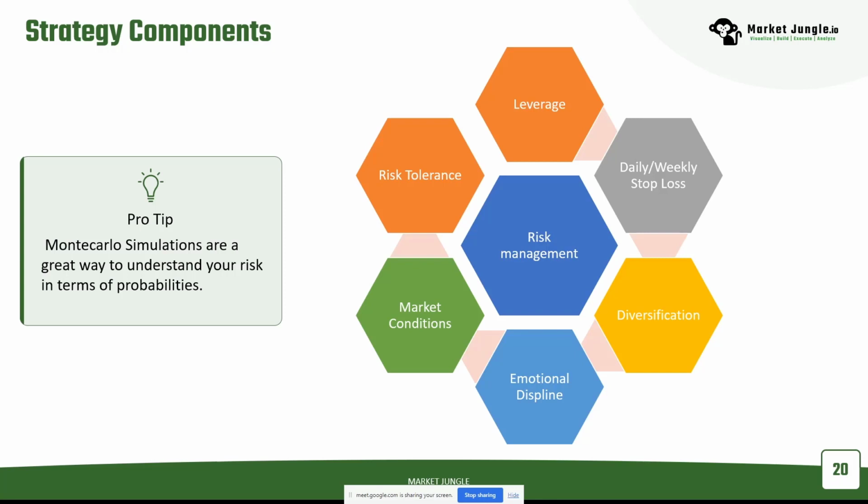Emotional discipline's another item here. So if you're discretionary trading, it's part of risk management. I would say 80% of it's managing yourself and understanding your triggers and when to step away, and creating rules that help you check in with yourself and break you away from your account when you need to be. Market conditions is another one.